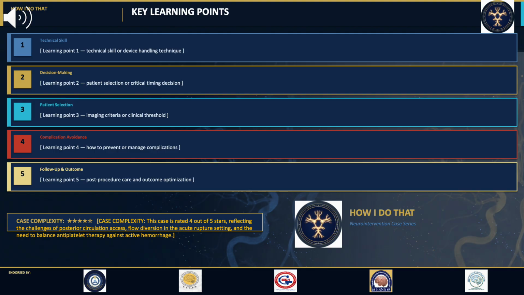patient. 4. Complication avoidance. The key complications to anticipate in this scenario include: A. Thromboembolic events during or after flow diverter deployment, mitigated by the Shield technology coating and adequate dual antiplatelet loading. B. Hemorrhagic complications from antiplatelet therapy, in a patient with active SAH, managed by placing EVD first and timing the antiplatelet load to minimize the window of exposure.